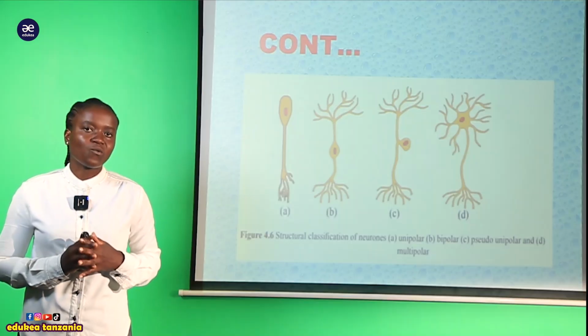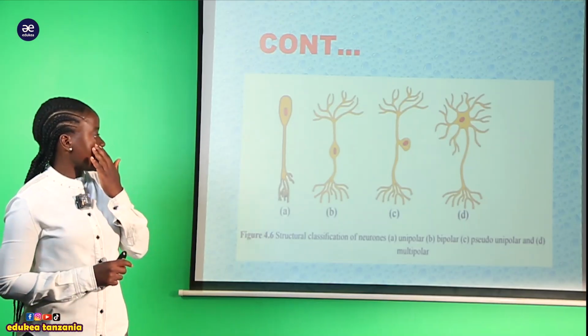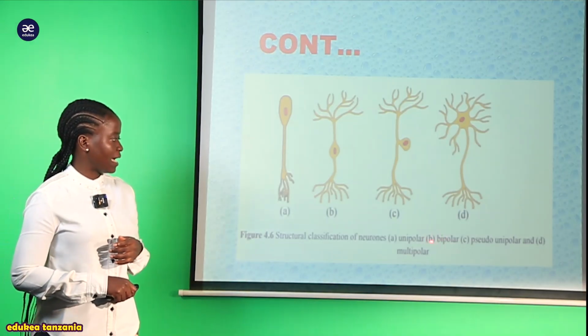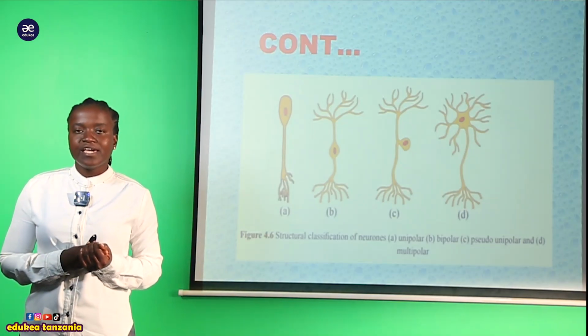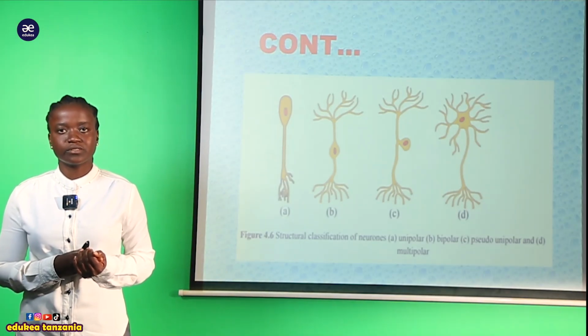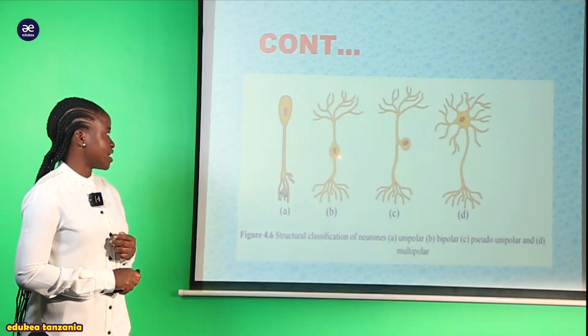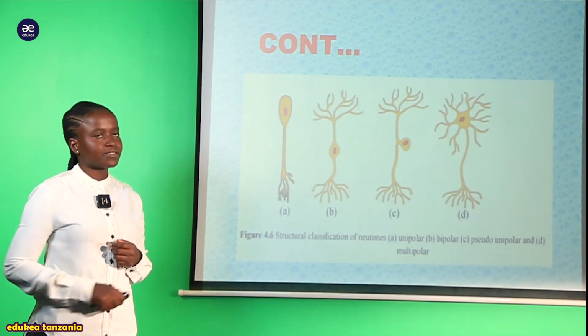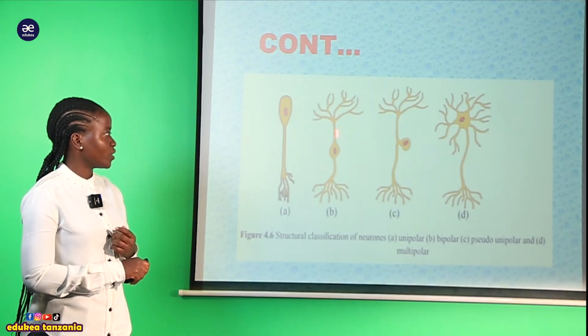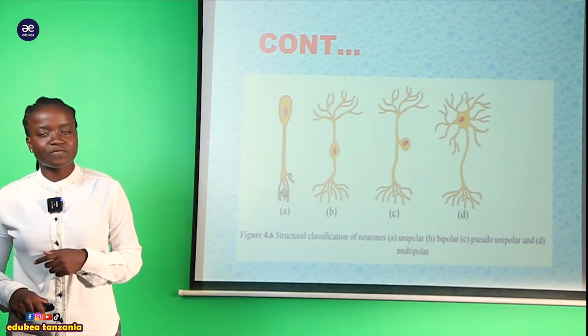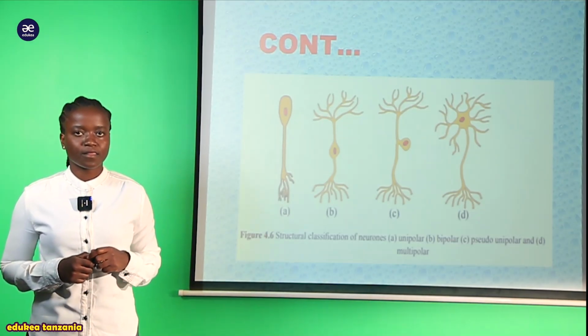Uni means one. But we also have the bipolar, and we have seen that a good example of a bipolar neuron is the sensory neuron. Now you can see here it has only one cell body, but from the cell body we have two kinds of dendrites arising.